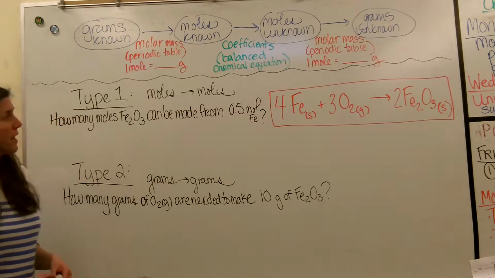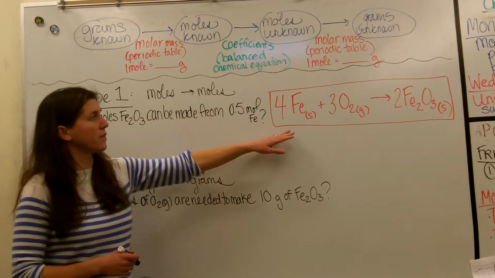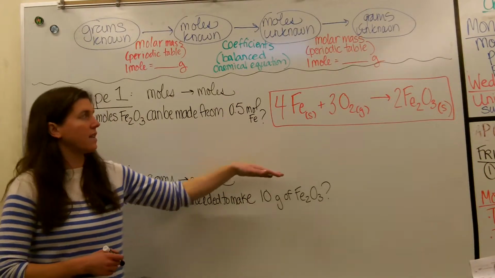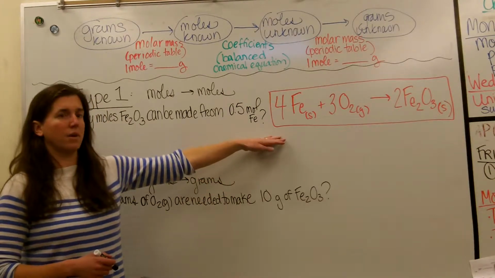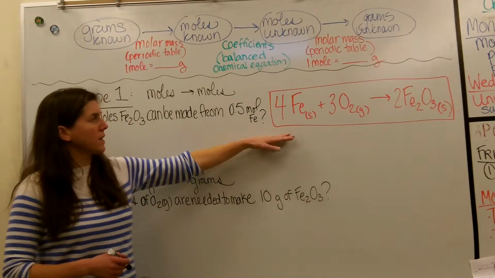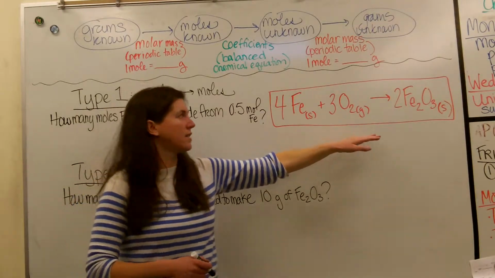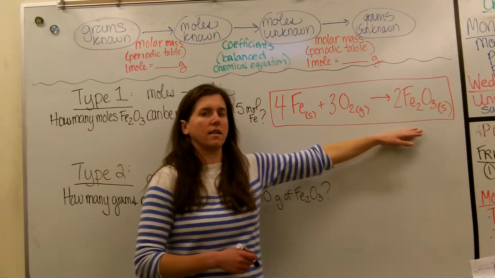So stoichiometry is calculations involving a chemical equation. So you're always going to have some sort of reaction that you're talking about. In this case, we'll use this reaction as our example, and you can read this reaction kind of like a recipe. And what this recipe tells me is it takes 4 irons and 3 oxygens to make 2 iron oxides.